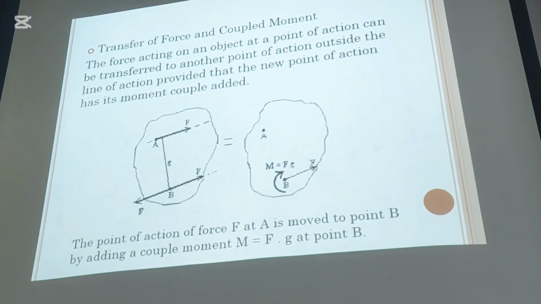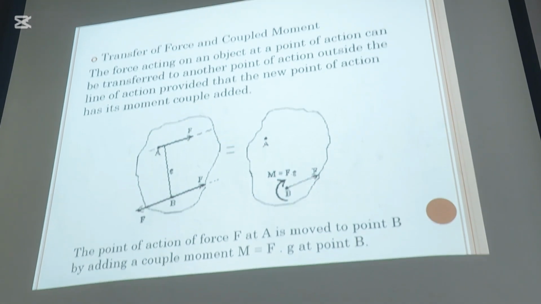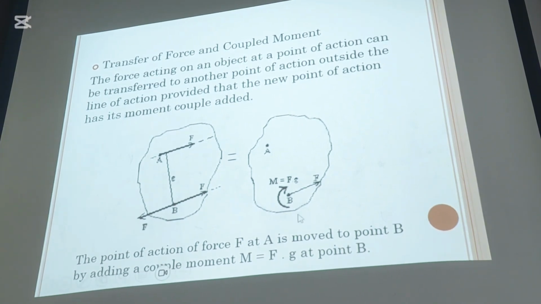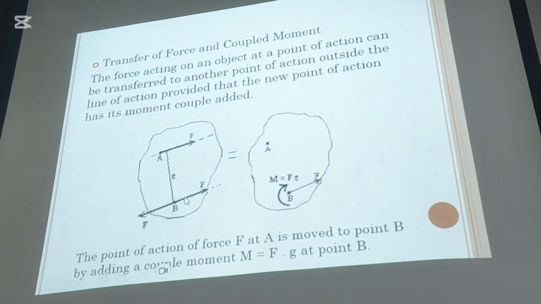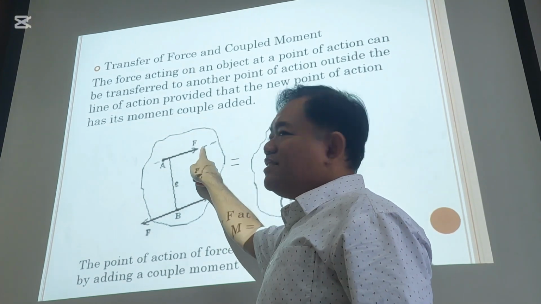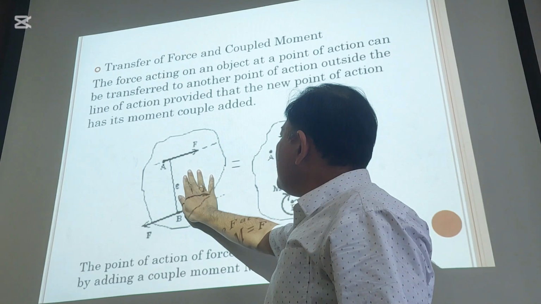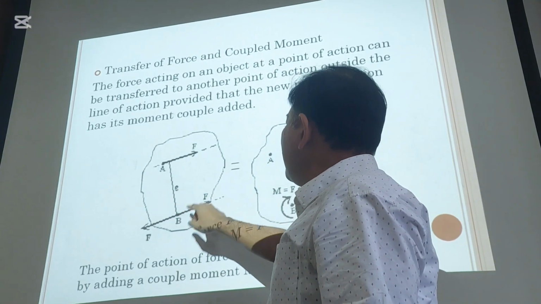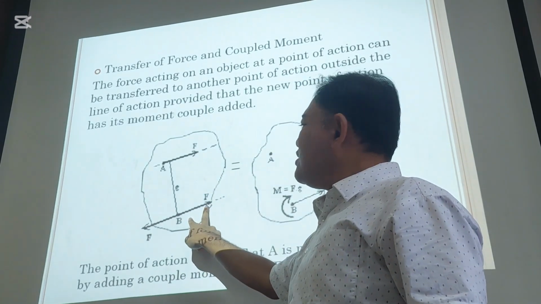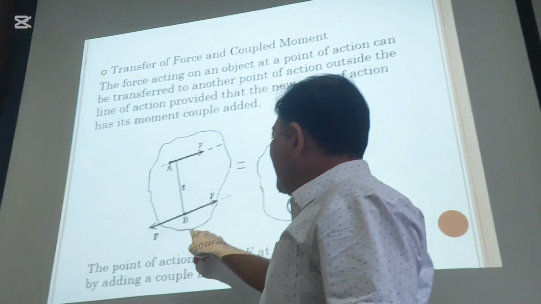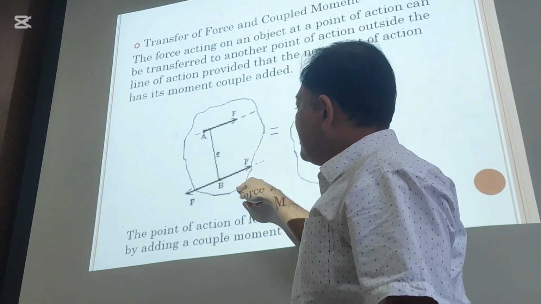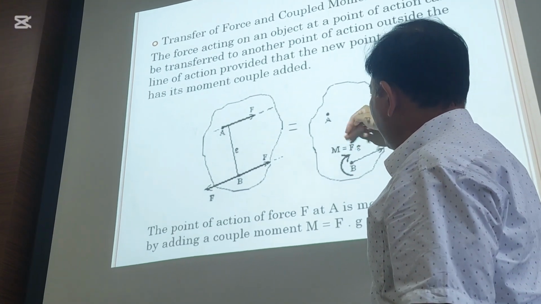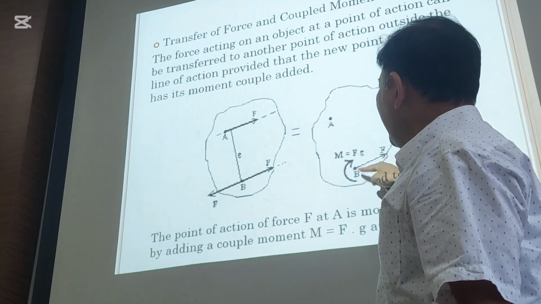Yeah. When you read it, the force acting on an object at a point of action can be transferred to another point of action outside the line of action, provided that the new point of action has its moment couple item. So here we have this couple. No, we don't have this. This and this. Only this, yeah? And then we want to eliminate this. Not to eliminate, but move this from point A to point B. So in this case, we can move this F into here. And then, because this F has a moment in point B that has an effect of clockwise rotation, we put it like this. We move this F into here and we put it like this. Yeah. You need to draw this.